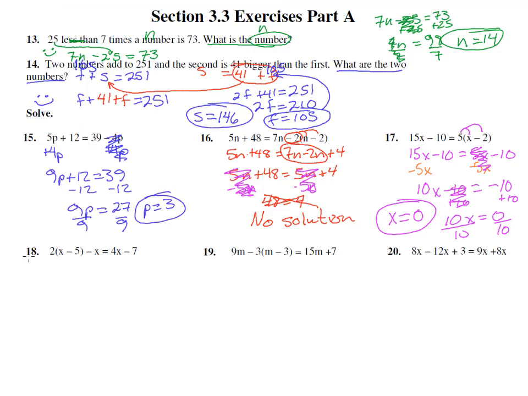Number 18, we've got some parentheses we need to worry about, so let's take care of those first. Let's jump the 2 in to get rid of those parentheses. So we have 2x minus 10 minus x on the left-hand side of the equation. On the right-hand side, didn't change much at all. Well, we can combine the x's together on the left-hand side. 2x minus x is just a plain old x. Minus 10 equals 4x minus 7.